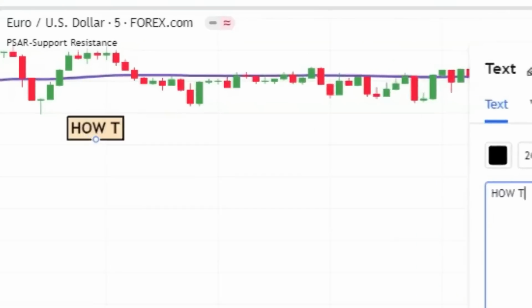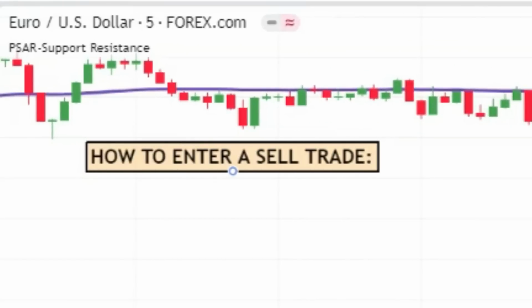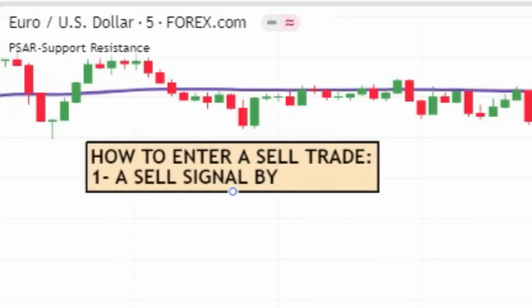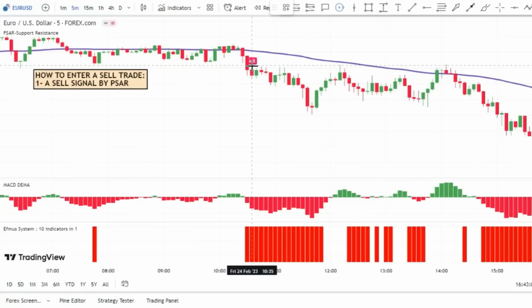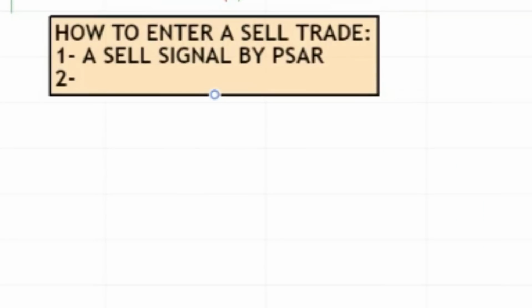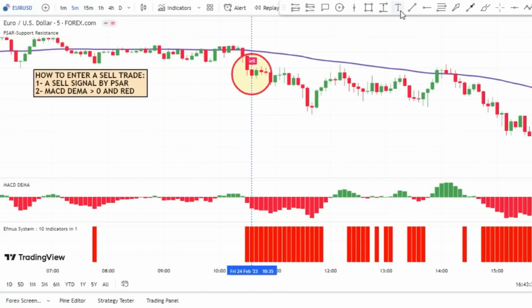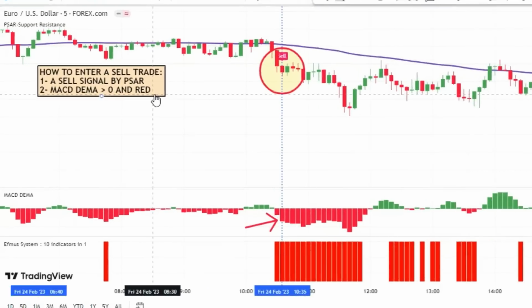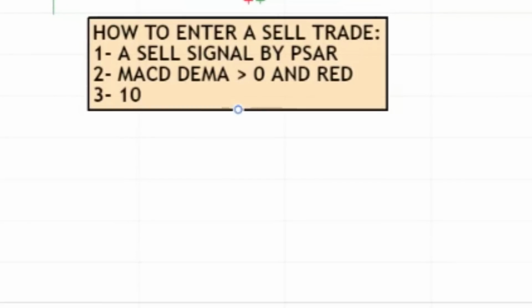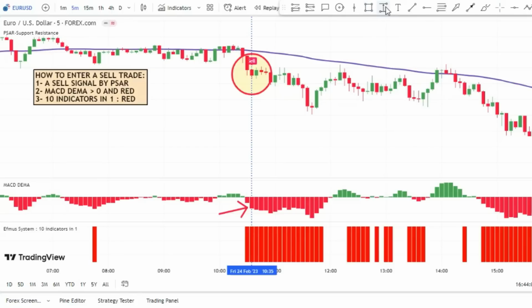To enter a sell trade, a sell signal must first be issued by the PSAR support and resistance indicator. In the next step, the signal should be confirmed by the MACD DEMA indicator, which means that the histogram of this indicator should be below 0 and red. And in the third step, the signal should be confirmed by 10 indicators in one, which means that the column corresponding to the signal candle should be red.